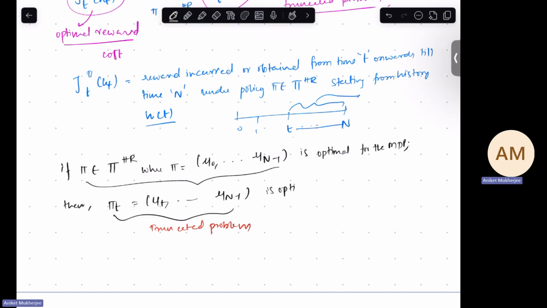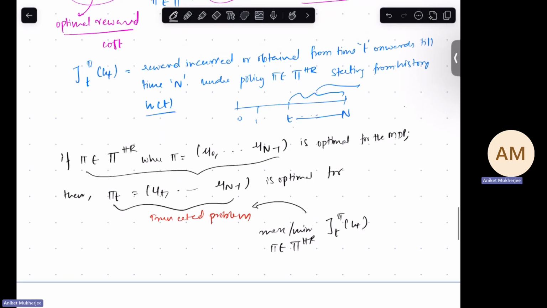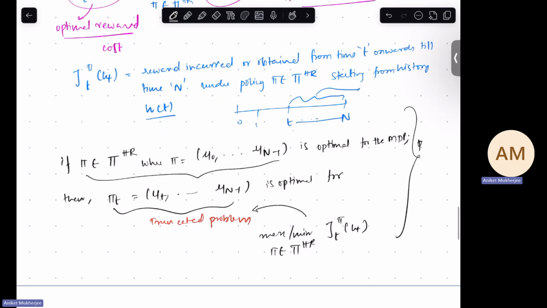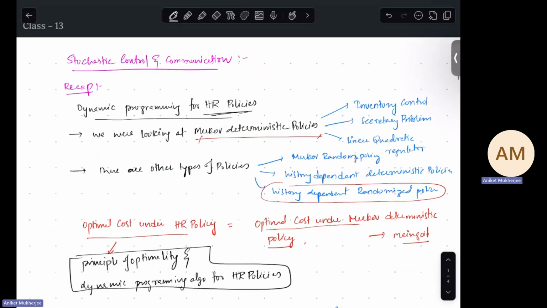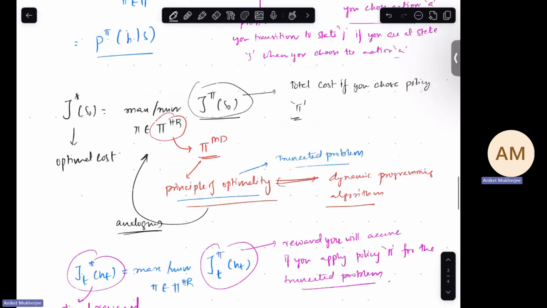Is optimal, but max min. So that this is your truncated problem. Right? And this is, in short, your principle of optimality, but for history dependent randomized policies, but for HR policies. Okay.